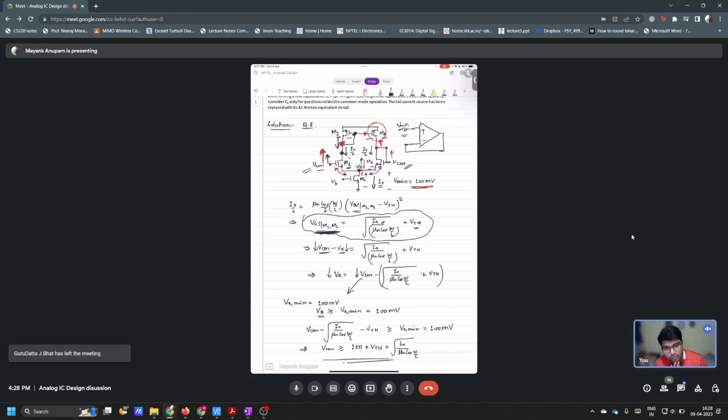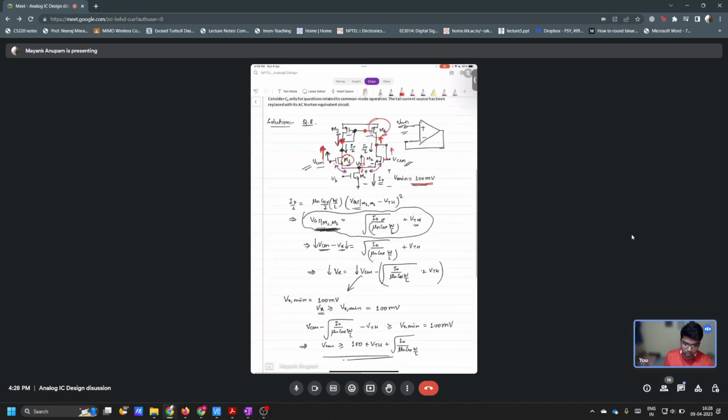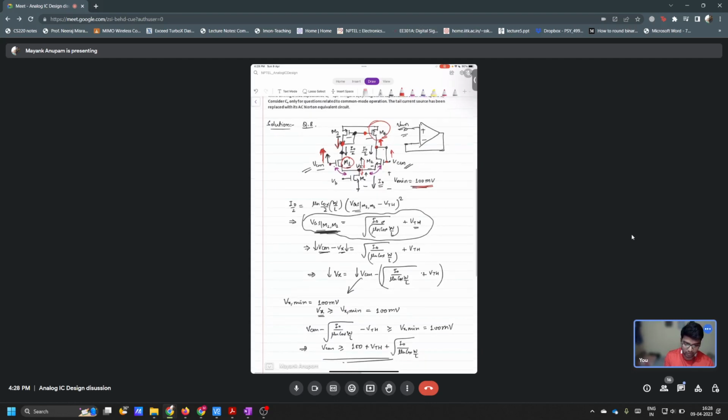So what is going to happen? Drain to source voltage is going to decrease, right? So definitely M1 has the possibility of going out of saturation. Similarly, M4 also has the same possibility of going out of saturation. So these two transistors can go out of saturation when VCM goes up. So we'll have to see which transistor goes out of saturation first, and that will decide the maximum value.